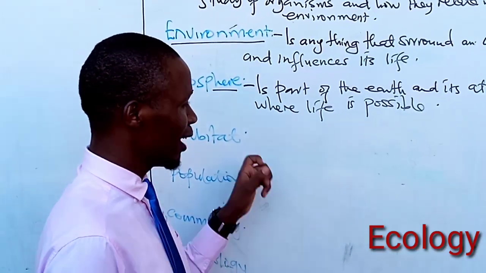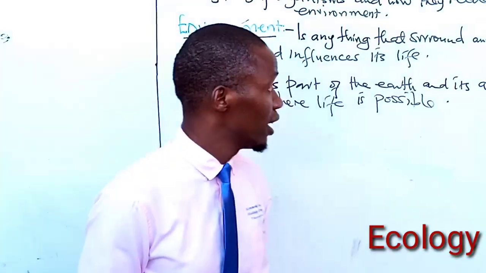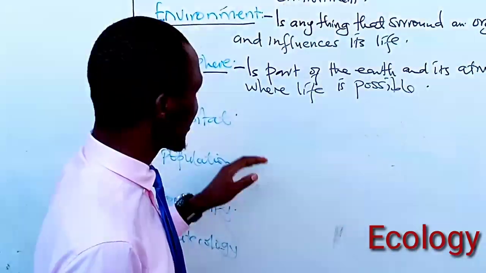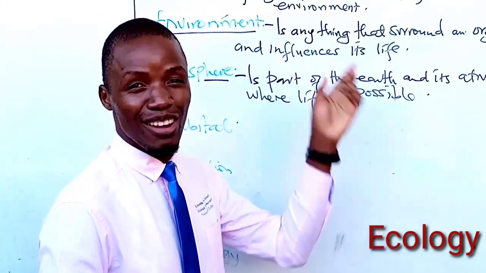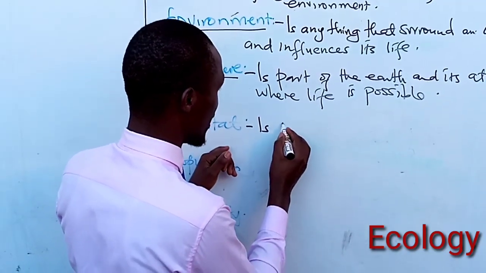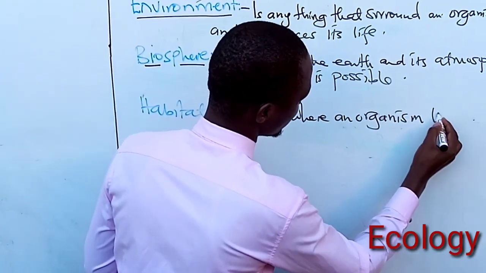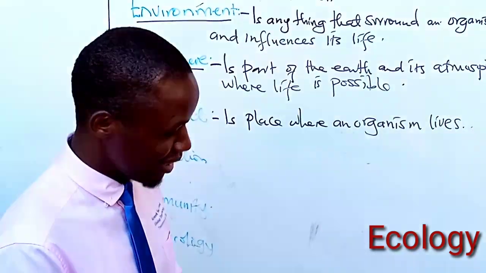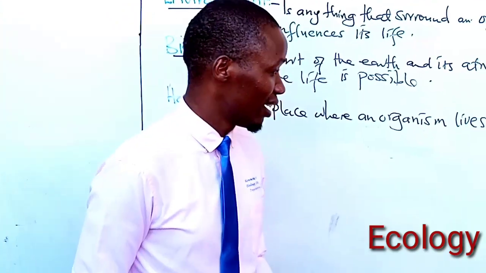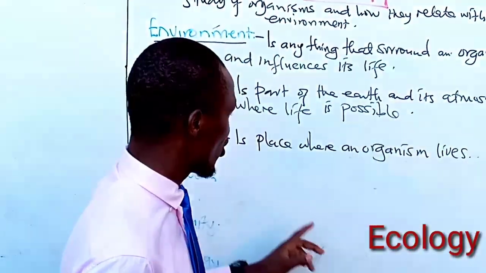Then another one is habitat. These two are kind of big, somewhat bigger in context, but the habitat is when you have narrowed down. Habitat is that precise place in the environment where an organism lives. For example, for you as a human being, your home is your habitat. If you look at a bird, a nest is a habitat. That small place where an organism is able to live is what we call a habitat.